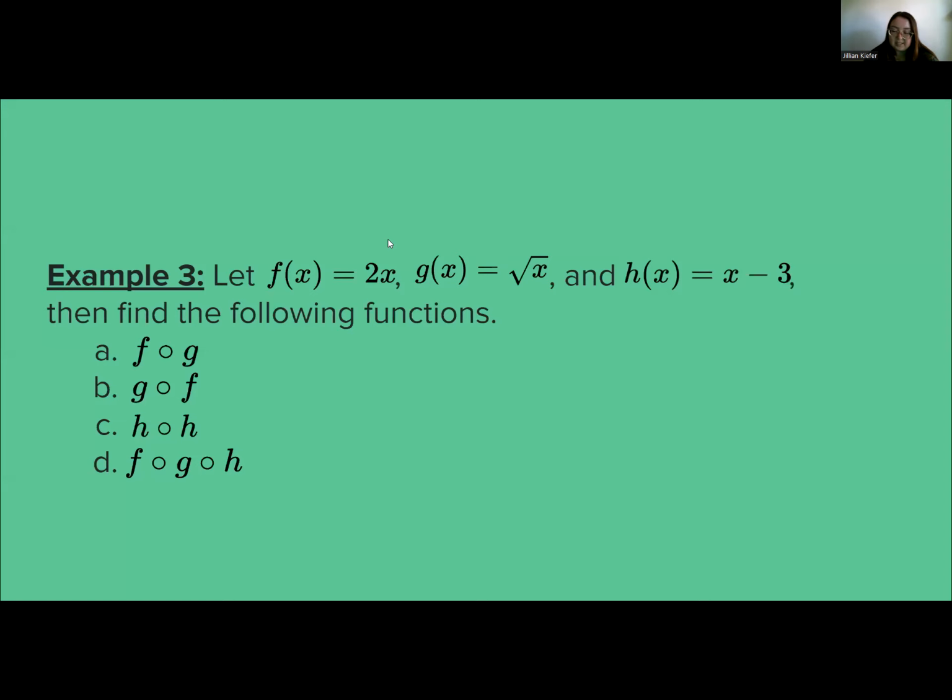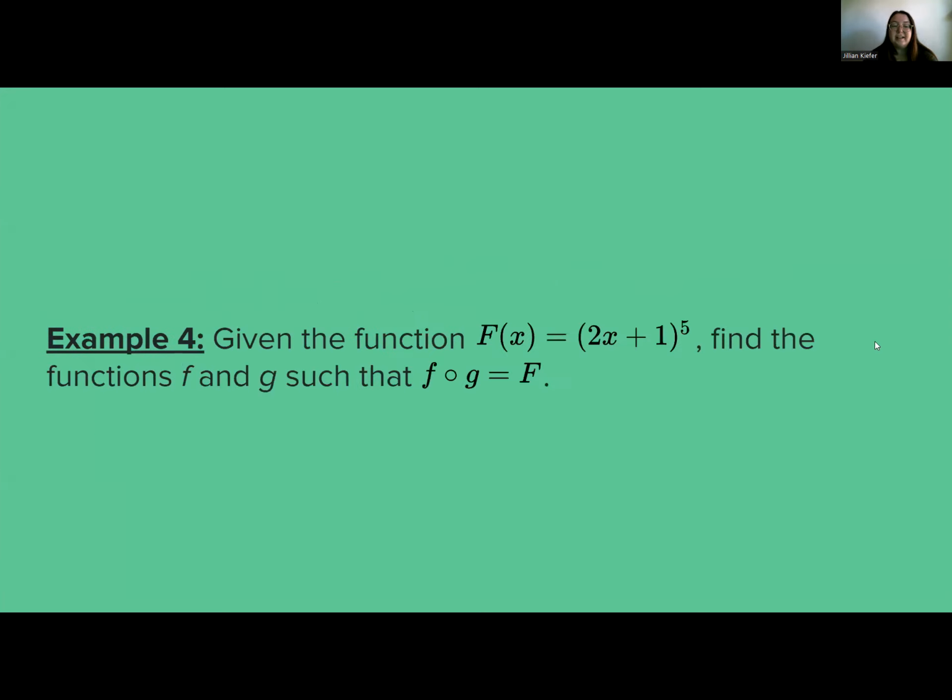All right, that was example 3. Let's go ahead and do example 4. This is our last example and the last thing for our lecture here. So last part, example 4. Given the function capital F of x is equal to 2x plus 1 to the power of 5, find the functions f and g such that f of g is equal to capital F.